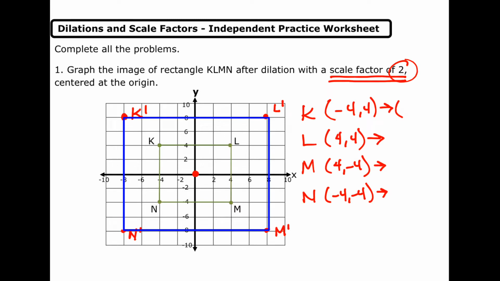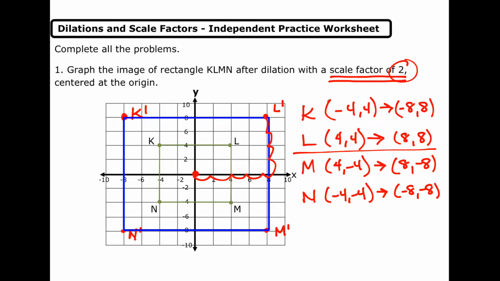So -4 times 2 is -8, and 4 times 2 is 8. 4 times 2 is 8, and 4 times 2 is 8. 4 times 2 is 8, and -4 times 2 is -8, and -8 and -8. So these are our K prime, L prime, M prime, and N prime coordinates. And notice if I look where I plotted L prime, it's right here at 8, 8, just like our L prime here is. And my M prime is at 8, -8, just like I have here.